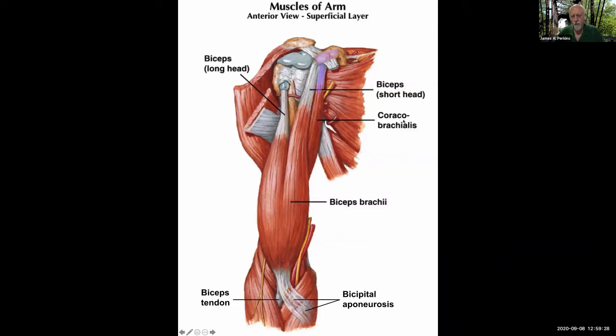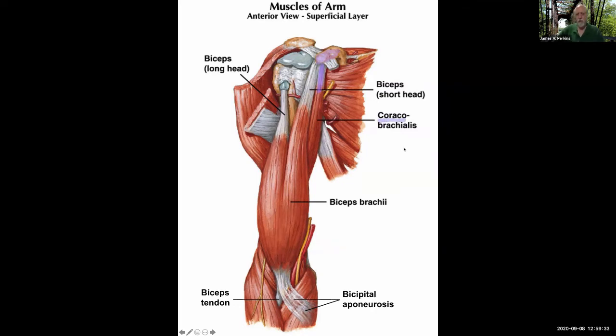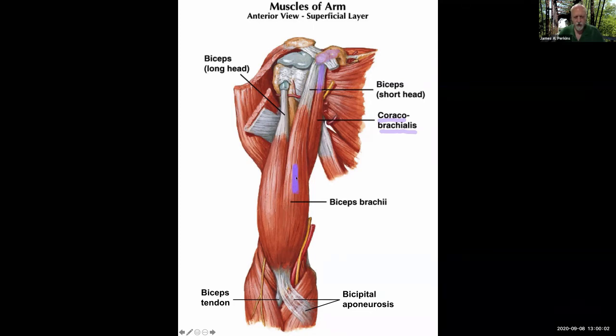Now the name of the muscle tells you its attachments. The first part of the name, coraco, tells you that it's originating on the coracoid. And then the second part of the name, brachialis, is referring to the fact that the muscle inserts into the brachium. It's actually inserting on the shaft of the humerus itself. You can't quite see that, but if you could follow this muscle down a little farther, right about in this area, the coracobrachialis muscle would be inserting into roughly the midpoint of the shaft of the humerus.